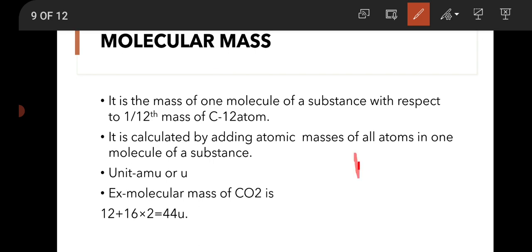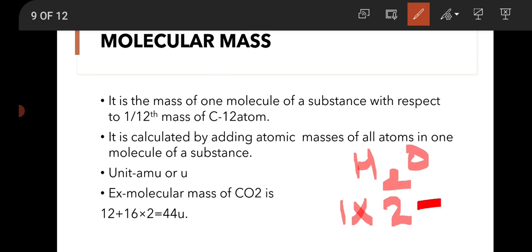Like if you have water here, H2O. Clear? If you have H2O, the atomic mass of hydrogen is 1. Multiply it by the number of hydrogen atoms. The number of hydrogen atoms is 2 in water, plus the atomic mass of oxygen is 16, so it comes out to be 18. So the molecular mass of water is 18. So what you have to do is add the atomic mass of all the atoms present in one molecule of a substance. Its unit is also AMU or U.